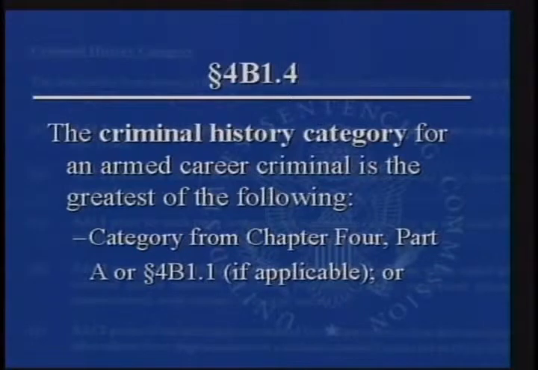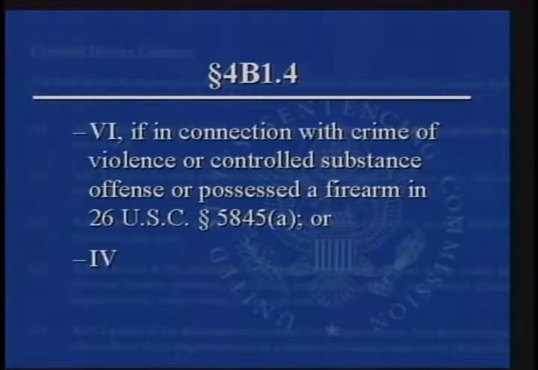First, we look at the category determined from Chapter 4, Part A, which is what we talked about at the beginning of the broadcast, assigning criminal history points. Or we look at the career offender guideline if the defendant so qualifies. Or the defendant would be considered a criminal history category 6 if the defendant possessed the firearm in connection with the crime of violence or controlled substance offense. Or, and here's something that's somewhat different, if the defendant possessed a firearm that's listed in the National Firearms Act, and we find a list of those firearms at Title 26 United States Code Section 5845(a). Or if those three do not apply, the criminal history category for the armed career criminal would be criminal history category 4.